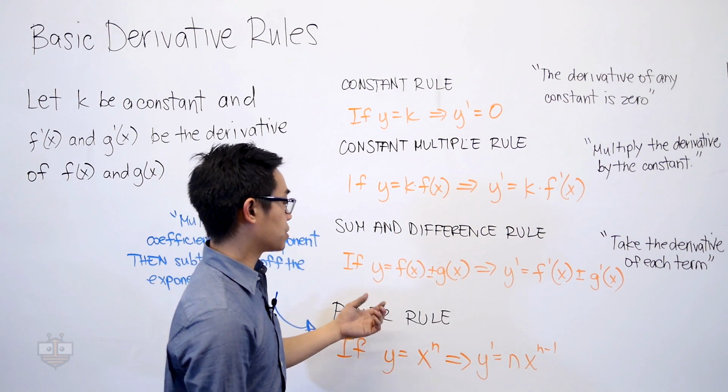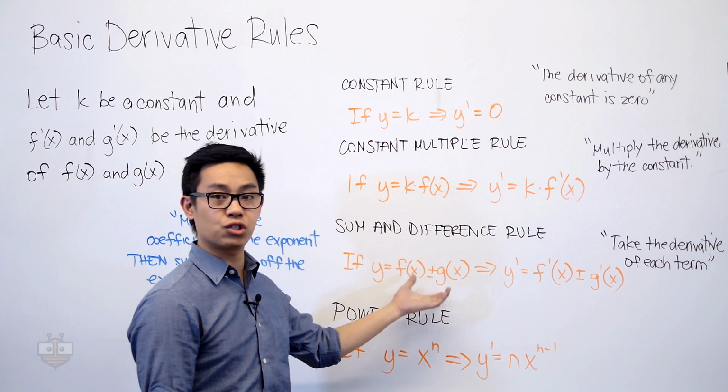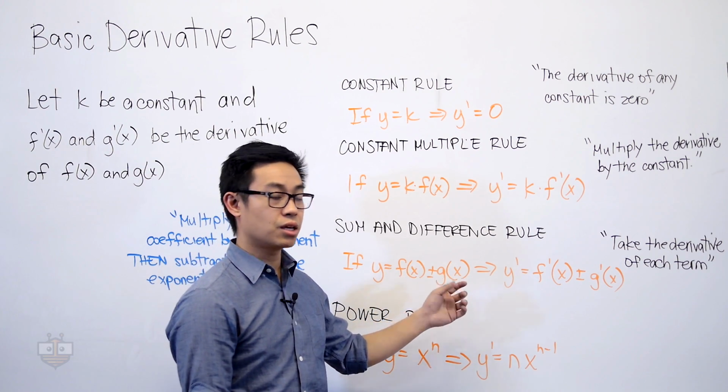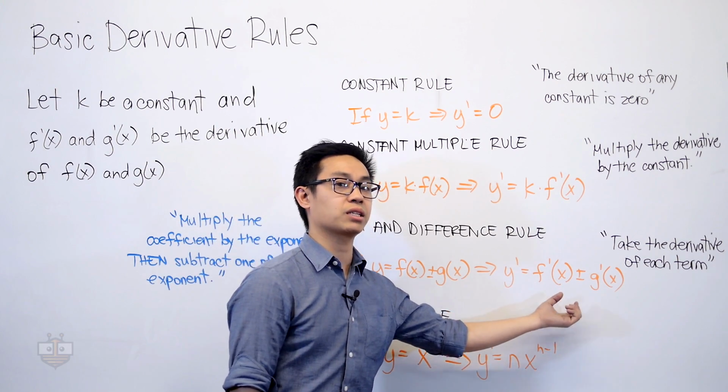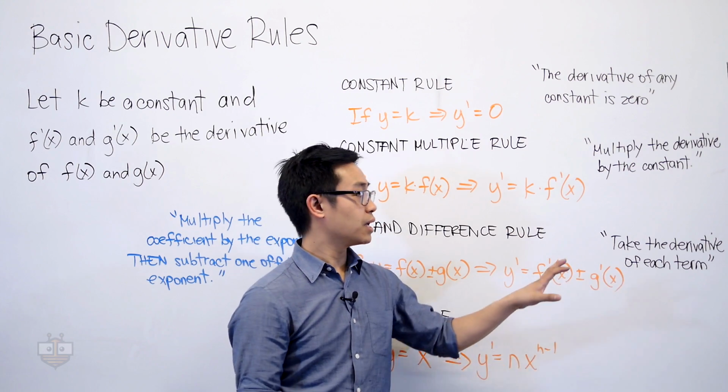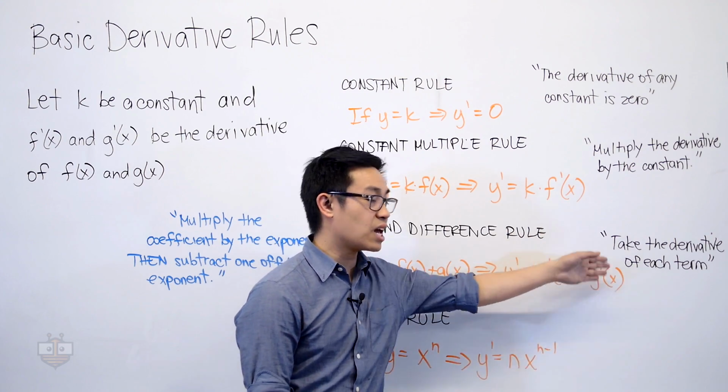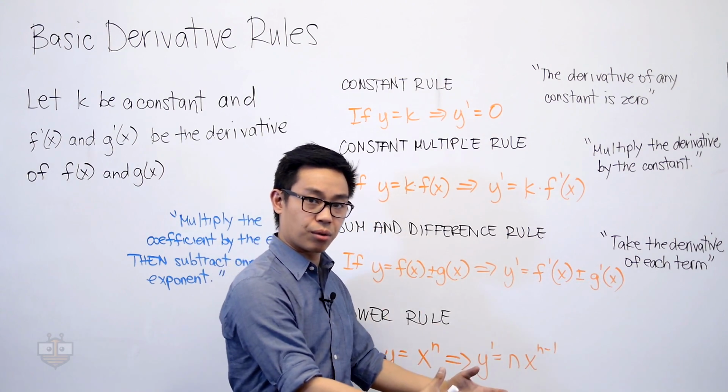The sum and difference rule says that if y is equal to f at x plus g at x, or f at x minus g at x, the derivative is just f prime at x plus or minus g prime at x. The way that I remember this is just take the derivative of each individual term.